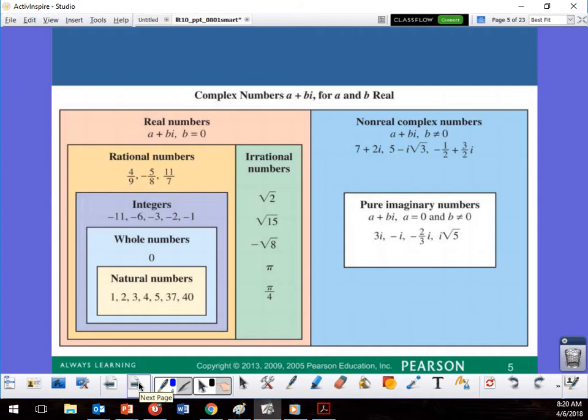So, remember way back in the day when you had to learn whole numbers, natural numbers, integers, rationals, irrationals, real numbers, all these are real. Then we had to talk about non-real. Non-real numbers are imaginary numbers, but these are still part of numbers.